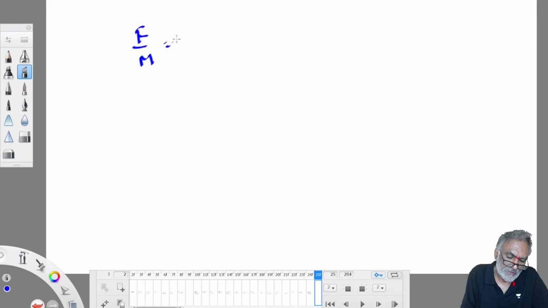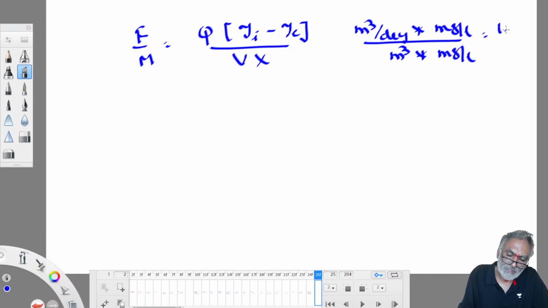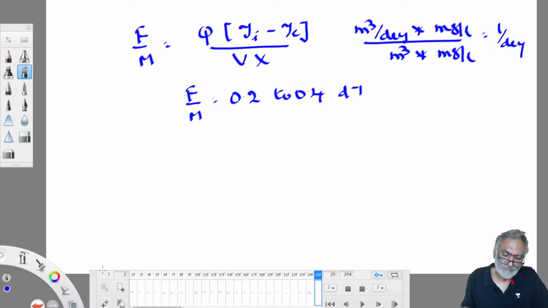First, F/M ratio is Q into (Yi minus Ye) by V into X. Substitute Q in meter cube per day, Yi and Ye in milligram per liter, V in meter cube, X in milligram per liter. Then you get F/M ratio in 1 by day. We get this value anywhere between 0.2 to 0.4 day inverse.